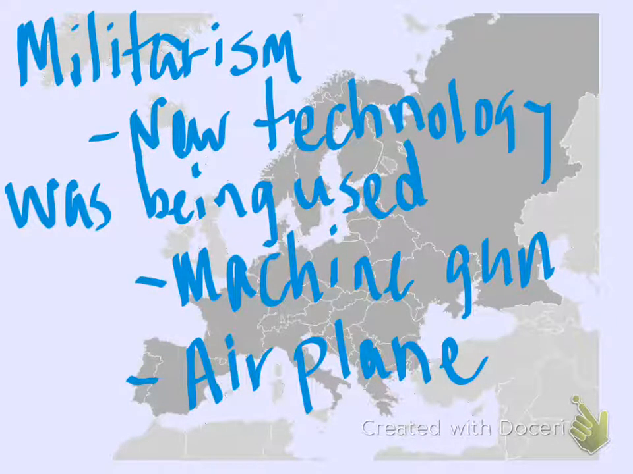Militarism. New technology was being used, like the machine gun and the airplane, not to mention some other things like poisonous gas and tanks. They even toyed around with the idea of using blimps in battle, but it's difficult to have a blimp because it's full of gases and one little spark and they exploded.